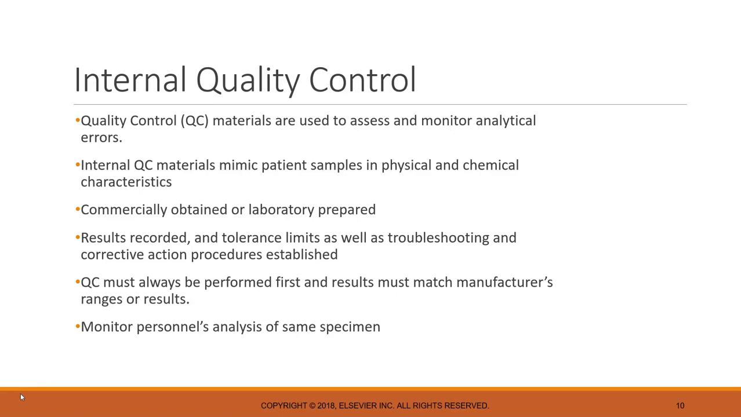So you run your control, and your high control does not give the right result. What do you do? You go to your procedure manual, and it will walk you through the troubleshooting for when your QC is not in range. QC is always, always, always performed first before testing patient results, and it must be in range. So again, you run this, you compare it to the manufacturer's, and then you can go ahead and put your patient samples through.